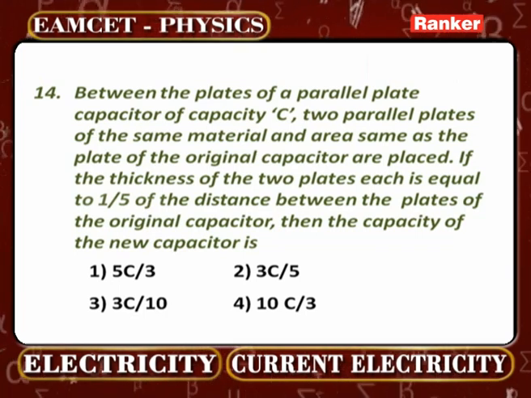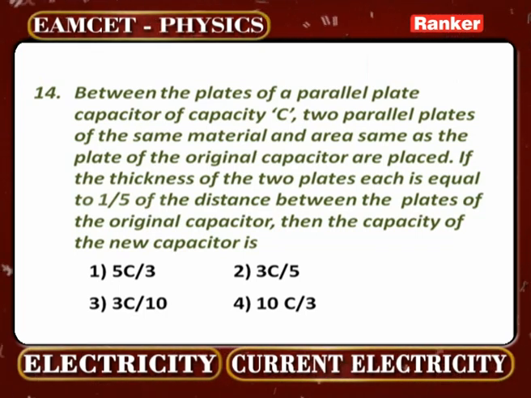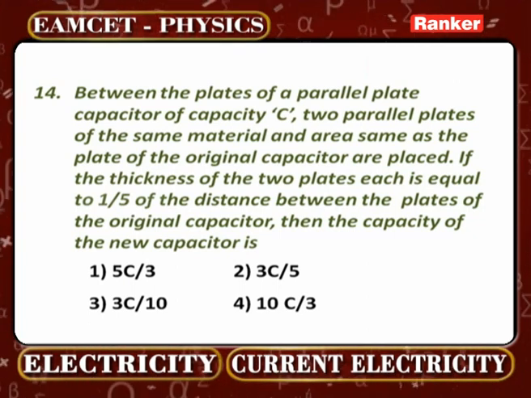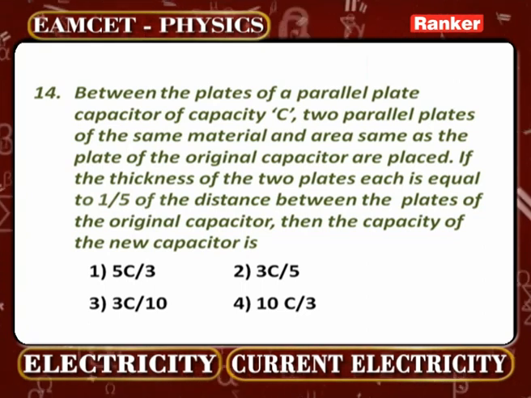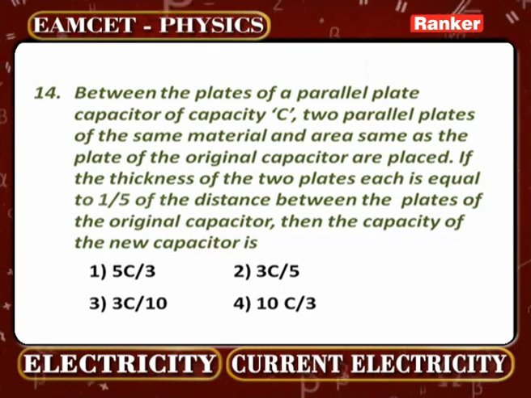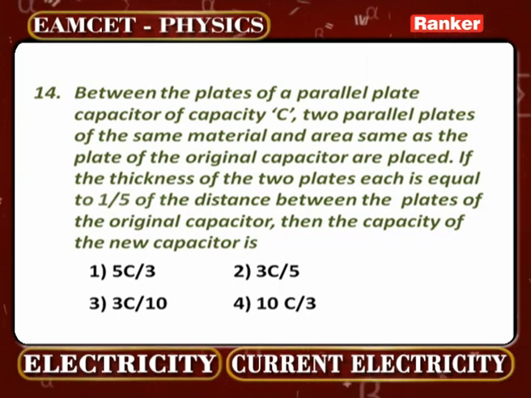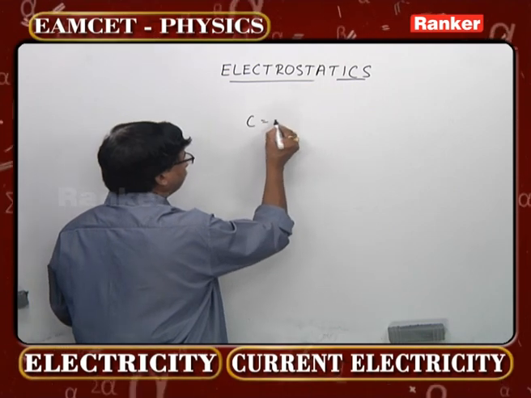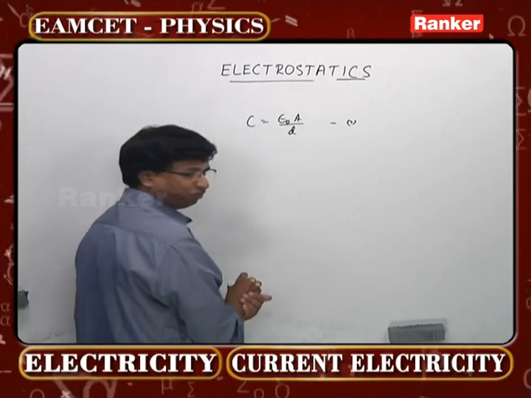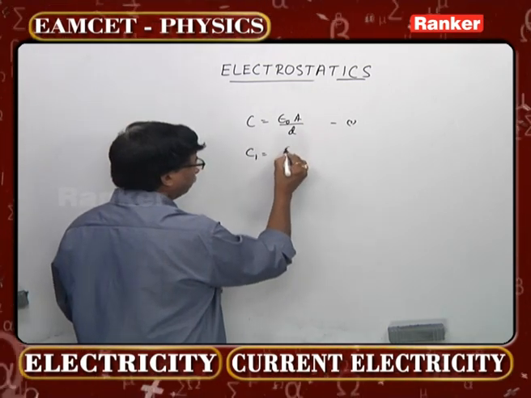Between the plates of a parallel plate capacitor of capacity C, two parallel plates of the same material and area, same as the plate of the original capacitor, are placed. If the thickness of the two plates each is equal to 1/5 of the distance between the plates of the original capacitor, then the capacity of the new capacitor will be how much? That is the concept. In fact, we can understand the capacity is equal to epsilon naught A by D, that is the original value. Now what is the capacity is the question.